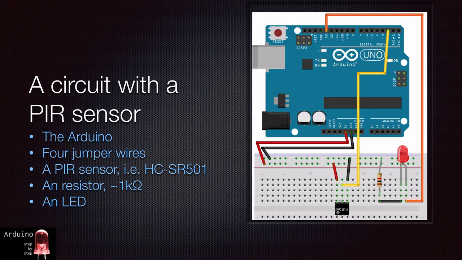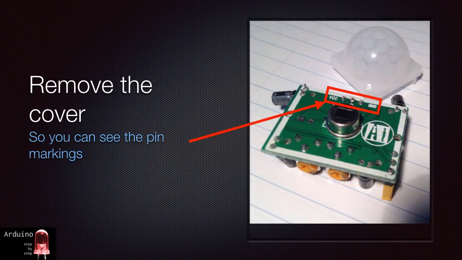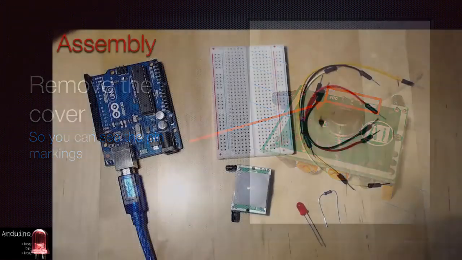This circuit will detect motion through the sensor and send a signal to the Arduino via digital pin 2. The Arduino will receive the signal and in turn activate the LED via digital pin 13. Remember that the Arduino Uno board already has a small LED connected to digital pin 13, so you could choose to not connect yours. While you're connecting the motion sensor, it's a good idea to remove the sensor cover so you can see the pin markings, ensuring that power is connected the right way. Let's have a look at the assembly video.